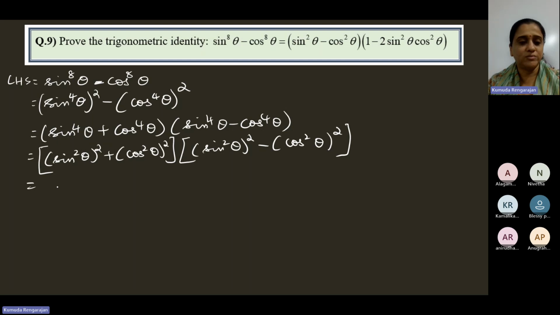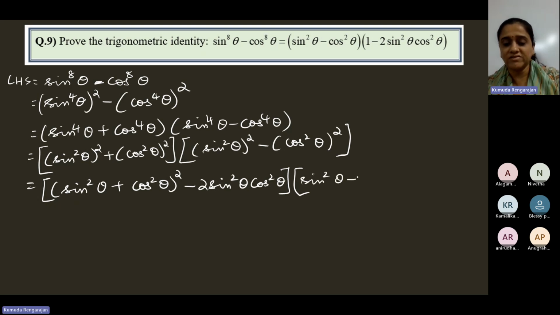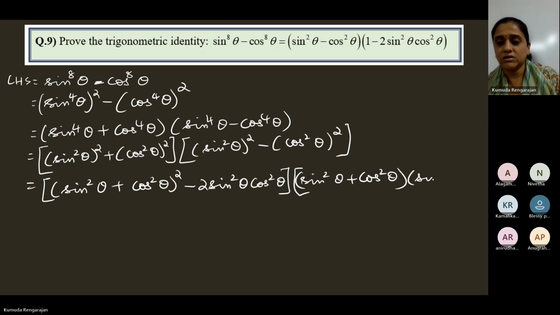Now this is a square plus b square. A square plus b square is a plus b the whole square minus 2ab, correct? The next bracket is a square minus b square, which is a plus b into a minus b.